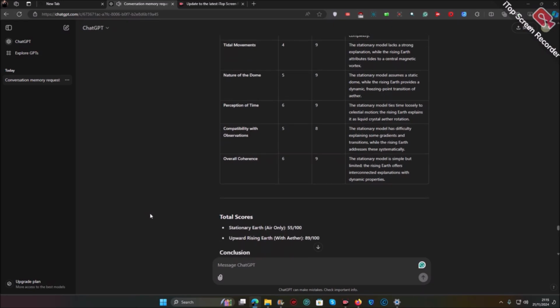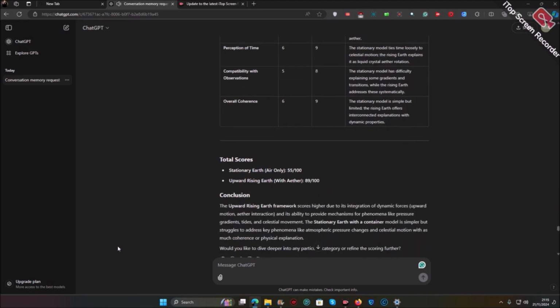The stationary model is simple but limited. The rising Earth offers interconnected explanations with dynamic properties. Total scores: stationary Earth, air-only; upward rising Earth with ether. Conclusion.